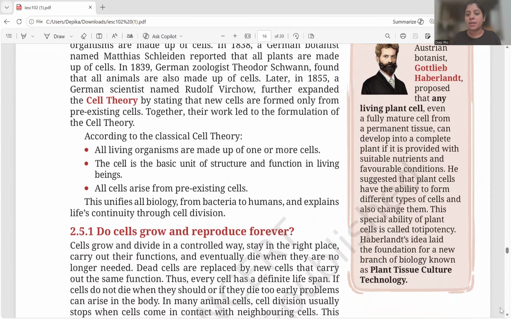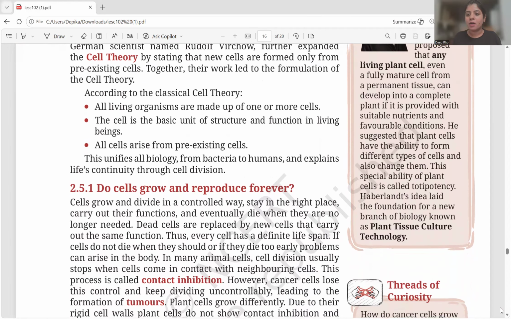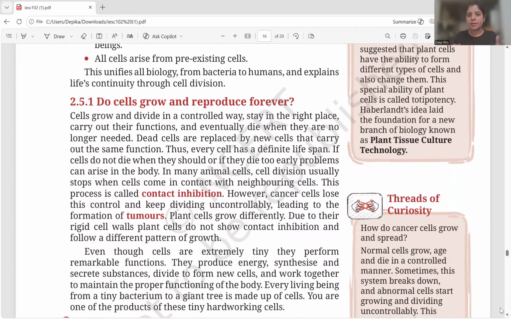Now we have studied mitosis and meiosis, and this cell division happens in a very controlled, proper way. So what happens if they lose their control? If cell division happens in an uncontrolled way, it will lead to tumors. So let's study: do cells grow and reproduce forever? No, they have a shelf life. They have a lifespan. Cells grow and divide in a controlled way, stay in the right place, carry out their function, and eventually die when they are no longer needed.